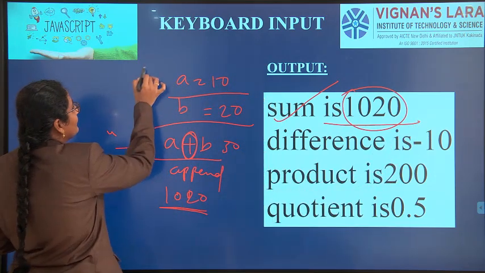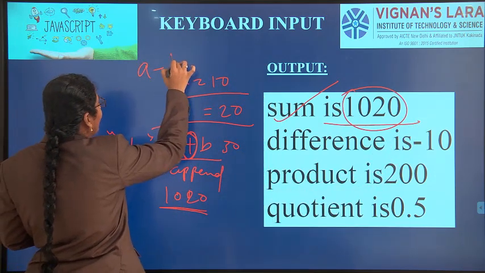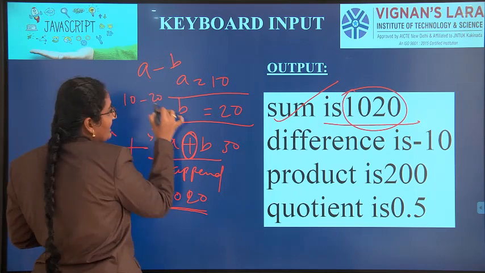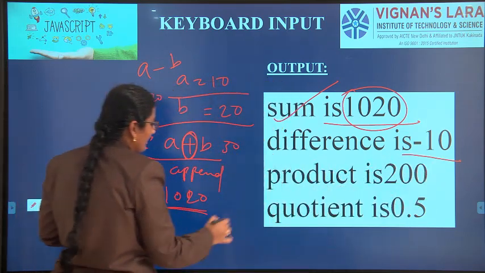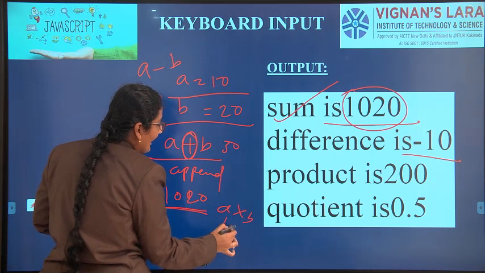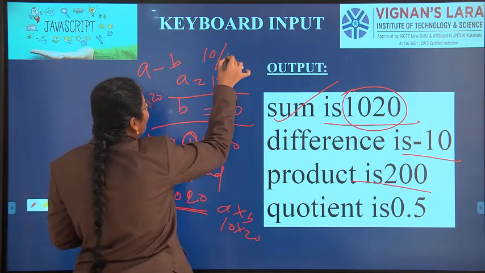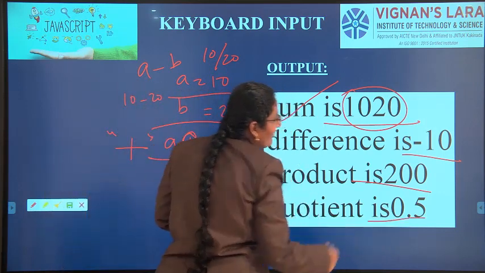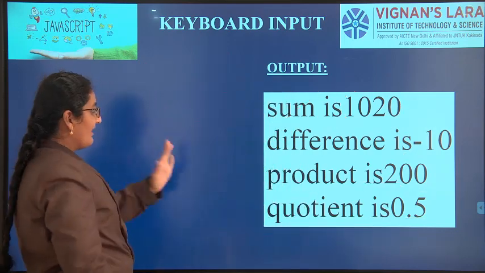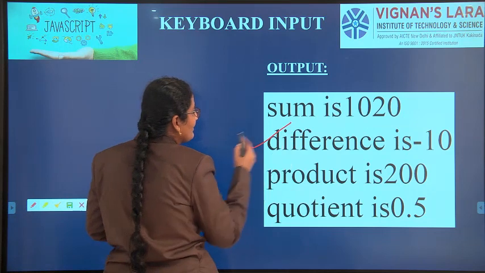And the difference: A is 10, A minus B, 10 minus 20, minus 10, correct. A into B, 10 into 20, 200, correct. A by B, 10 divided by 20, 0.5, correct. You should understand, the difference is correct.